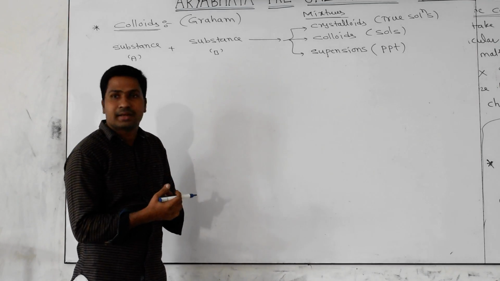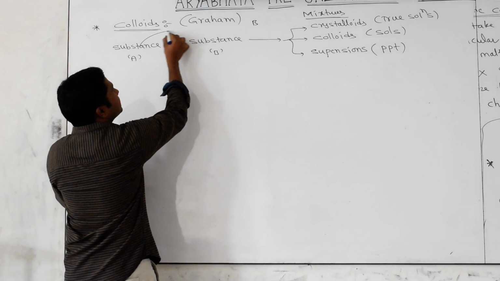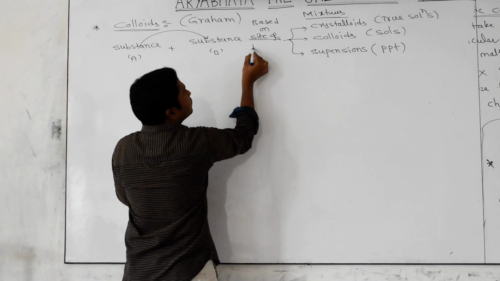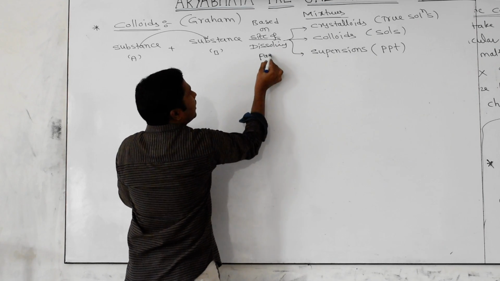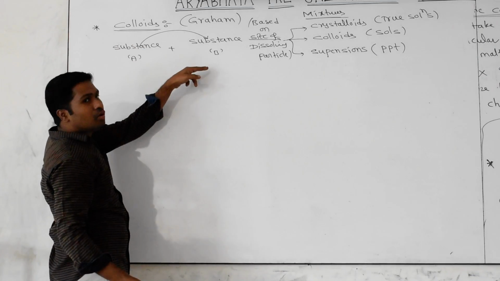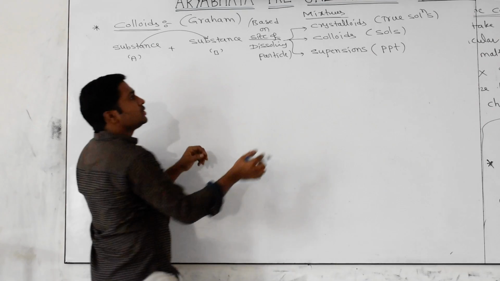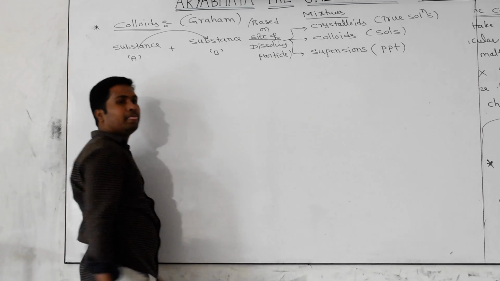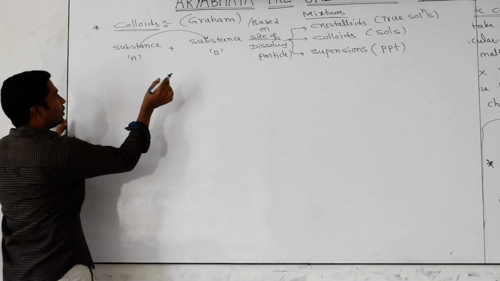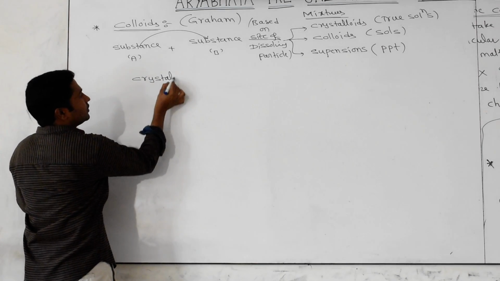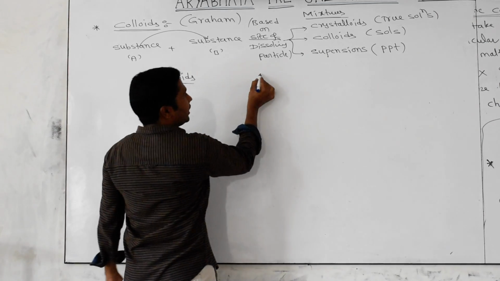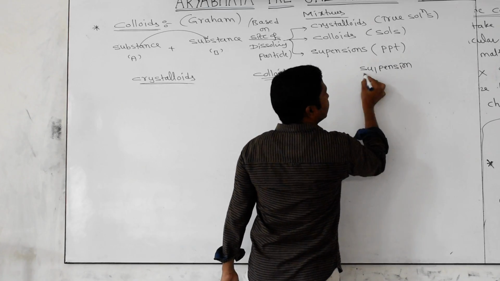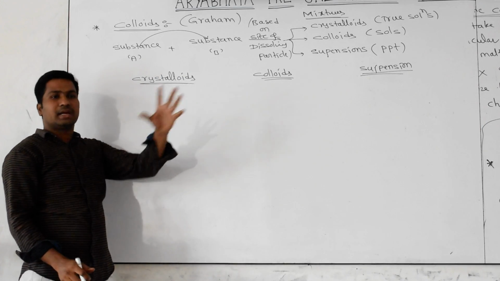These are all classified based on which factor? For example, substance A is dissolving in substance B. This classification is based on the size of the dissolving particle. Did you get my point? Based on the size of the dissolving particle, the resultant mixtures are classified into three types: crystalloids, which are true solutions; colloids, also called sols; and suspensions, also called precipitates. I will give you the clarity. First of all, discuss crystalloids, and here you will get clarity regarding three different mixtures: crystalloids, colloids, and suspensions, precipitates. By seeing these differences, you will get full clarity regarding colloids.